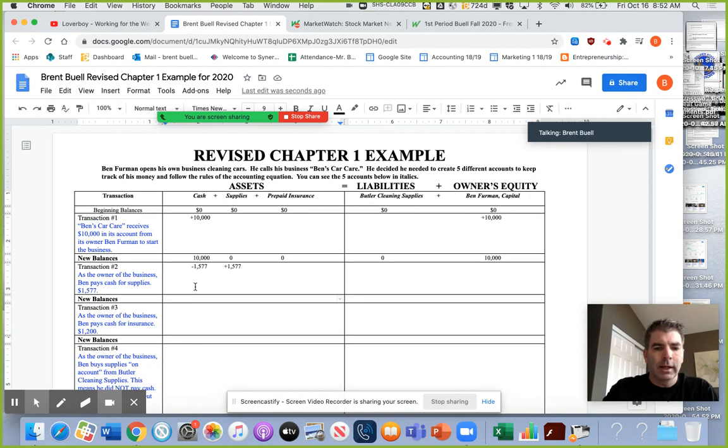This one is 8423, right? That's how much cash we have now. Supplies is still 15.7. Well, now not still. It's 1577 now.